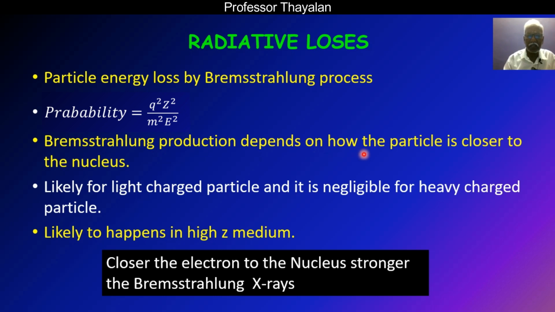Bremsstrahlung production depends on how close the particle is to the nuclei. If the electron is very close to the nuclei, stronger will be the Bremsstrahlung X-rays. In contrast, if the electron is away from the nucleus, lesser will be the Bremsstrahlung X-rays. It is likely for light charged particles like electrons and is negligible for heavy charged particles. It is likely to happen in high atomic number media.